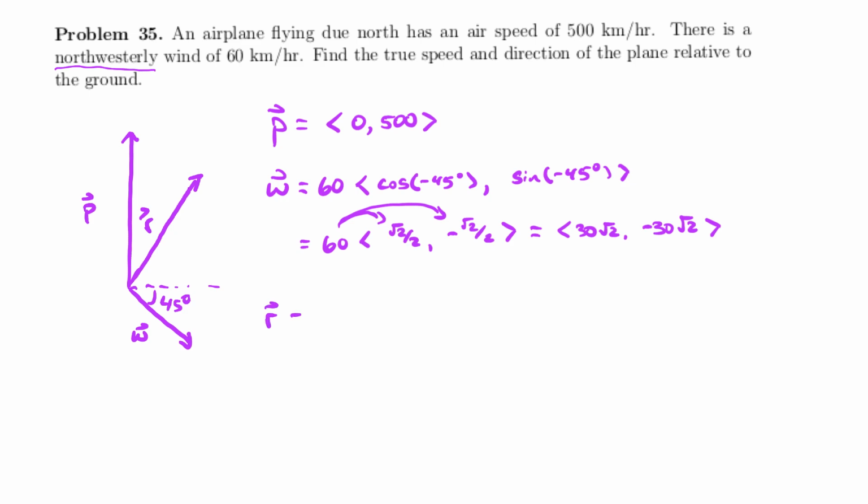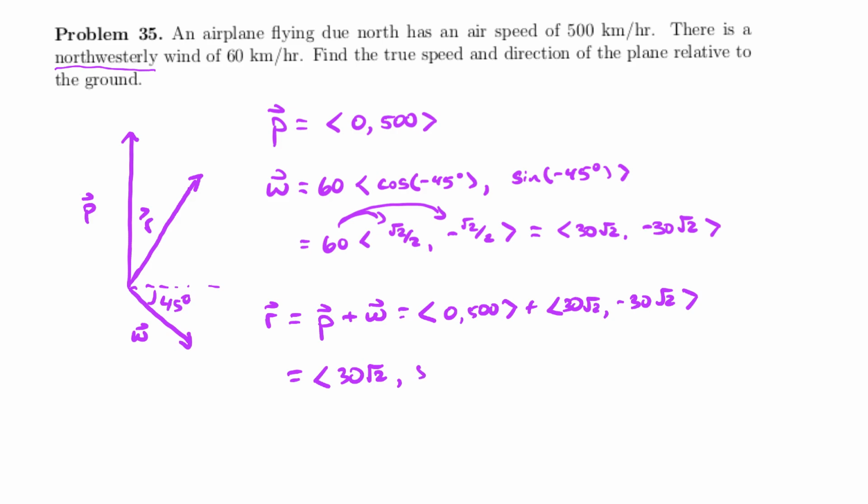Our resultant then is just the sum of those two vectors, p and w, and so we have 0, 500 plus 30 root 2, negative 30 root 2, and so we have a resultant of 30 root 2 horizontally and 500 minus 30 times root 2 vertically, giving us something that's approximately 42.4264 horizontally and 457.5736 vertically.